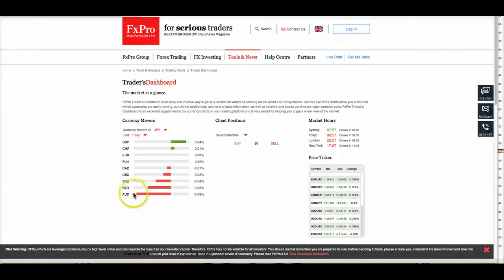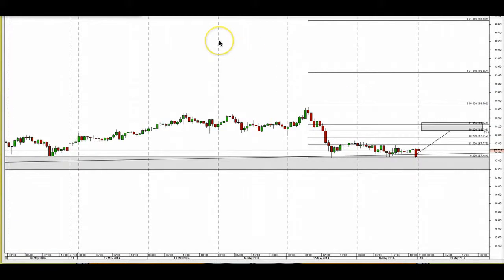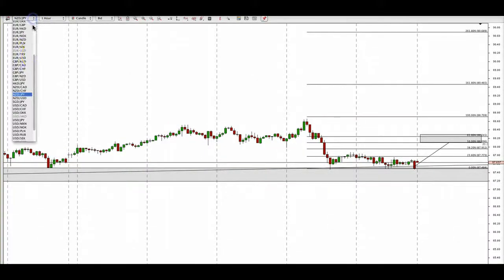So here's the dashboard. Notice New Zealand and Australian dollar is still very weak against the yen. So we favor selling New Zealand dollar and Australian dollar against the yen on any pullbacks. Right now, here's the New Zealand yen. So any retracement we'll look to sell into strength. So let me look at the Aussie yen and see what that looks like.